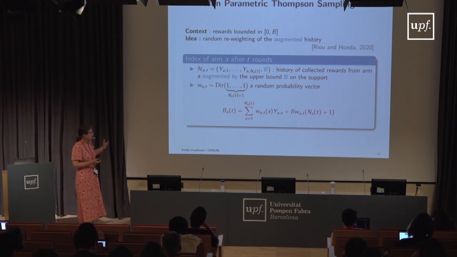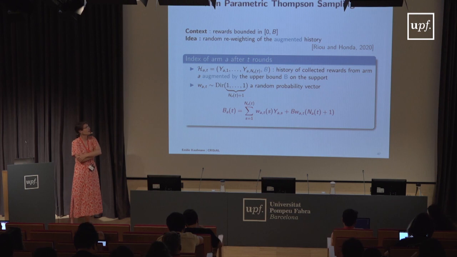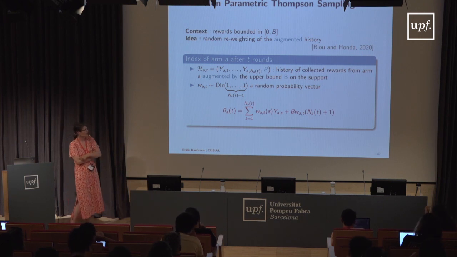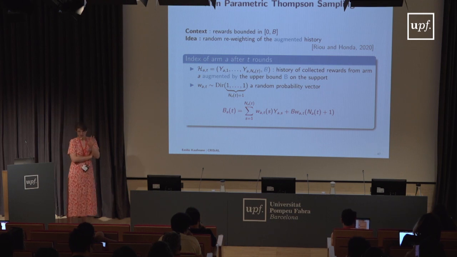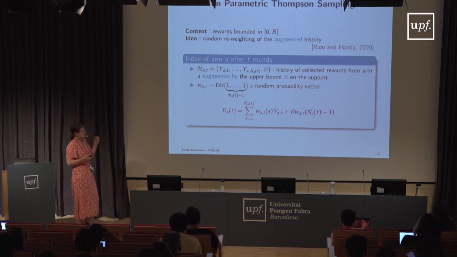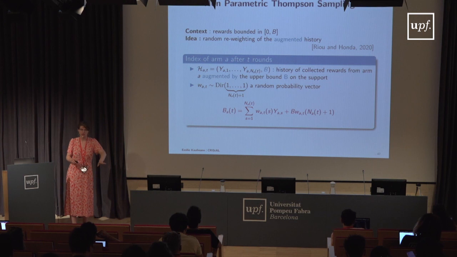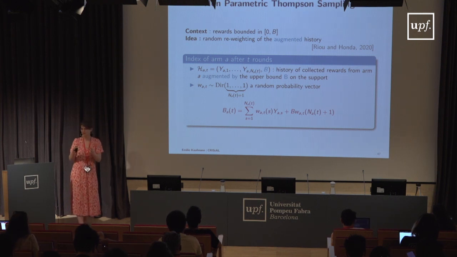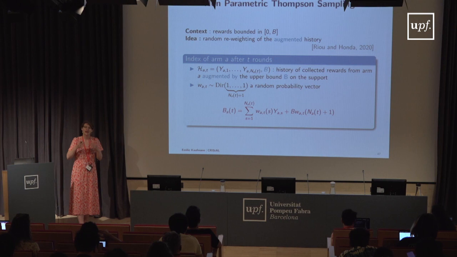But statisticians have proposed also an optimal algorithm for bounded rewards. And so this algorithm that I'm talking about here was called non-parametric Thompson sampling by its inventors, Riou and Honda, in 2020. So it's an algorithm aimed for rewards bounded in a known range, 0 to B. And the idea is, instead of adding samples and doing resampling, we will just reweight all the samples completely at random. But interestingly, for this to work, in order to avoid the problem of being stuck with a history that is bad at the beginning, it's very important to add the possibility that the largest reward you could get is inside your history. So you are going to reweight at random what I call an augmented history.